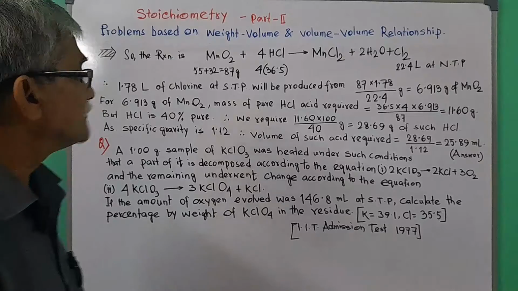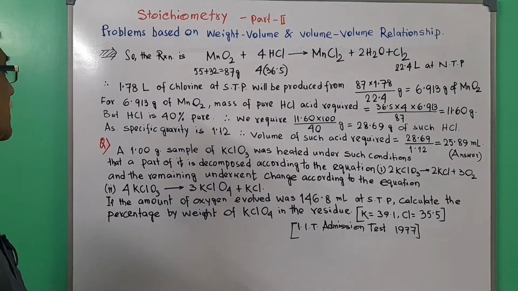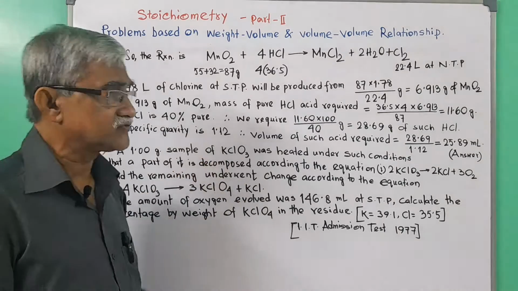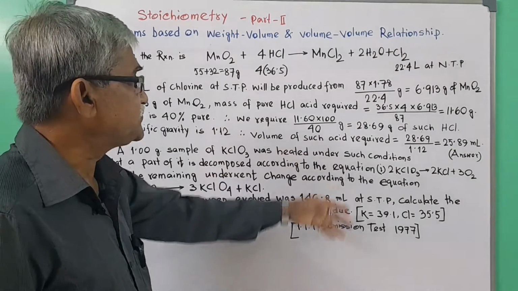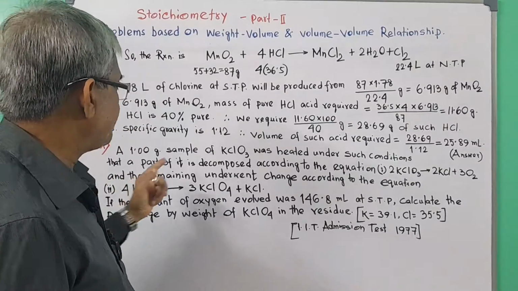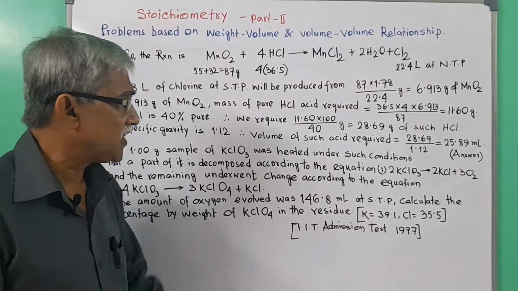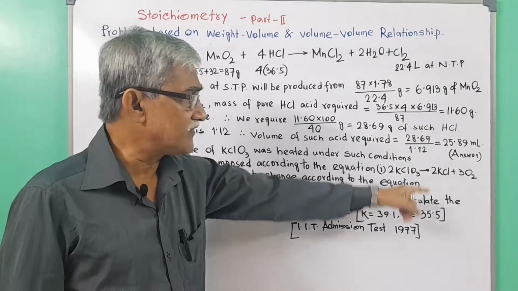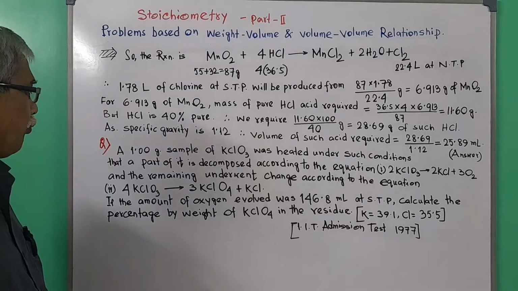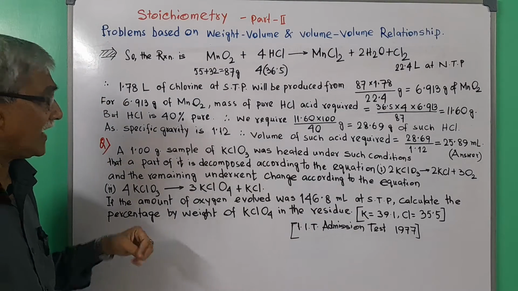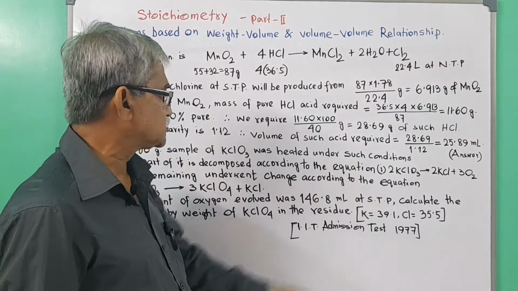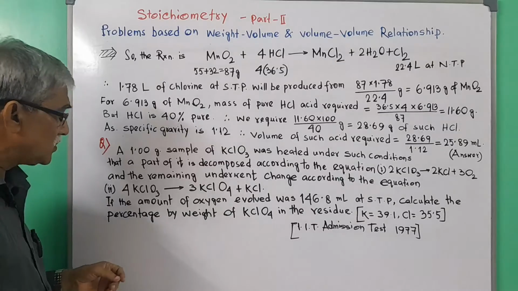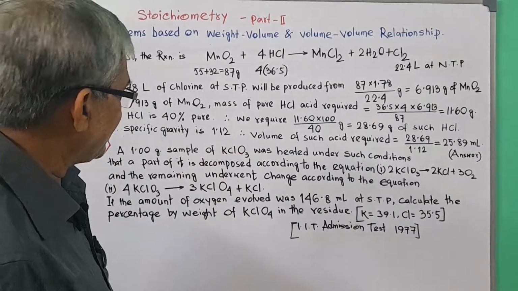So let us work out another question. A 1.00 gram sample of KClO3, potassium chlorate, was heated under such conditions that a part of it is decomposed according to the equation. The equation is given: 2 KClO3 turns into 2 KCl plus 3 O2, and the remaining underwent change according to the equation 4 KClO3 turns into 3 KClO4, potassium perchlorate, plus KCl.